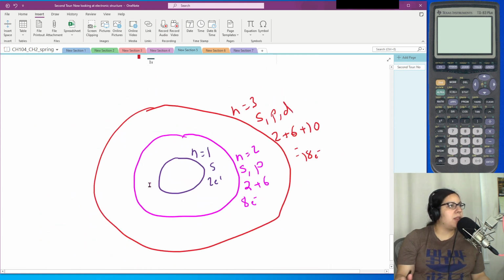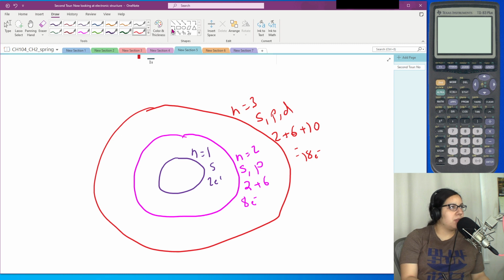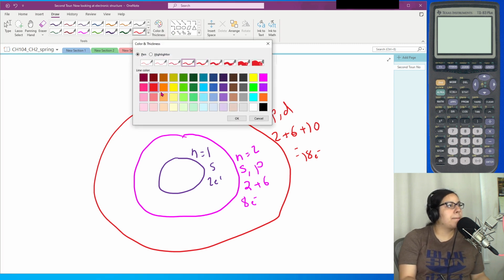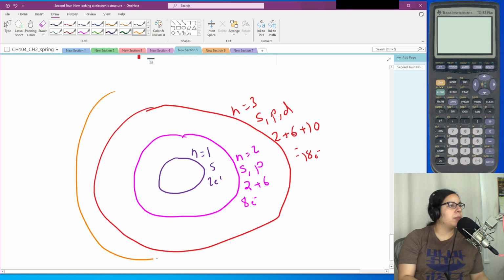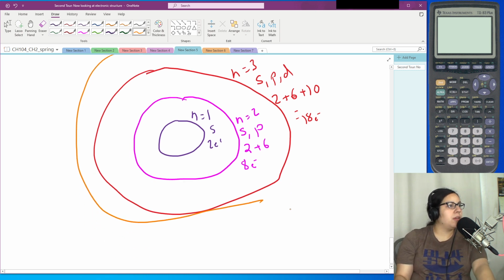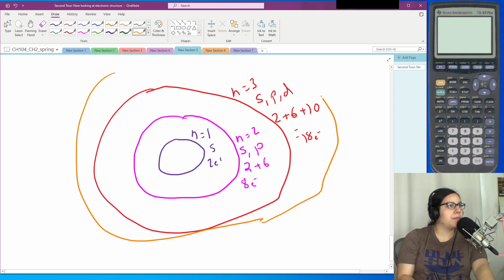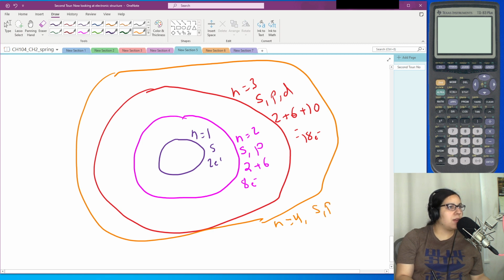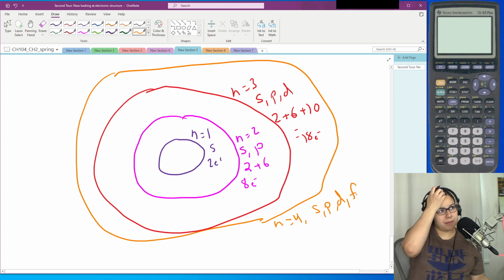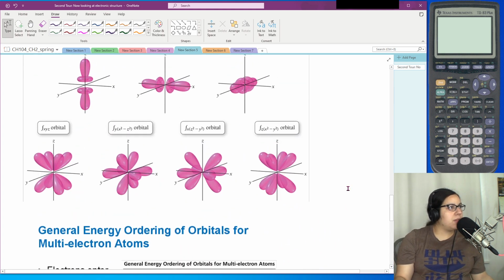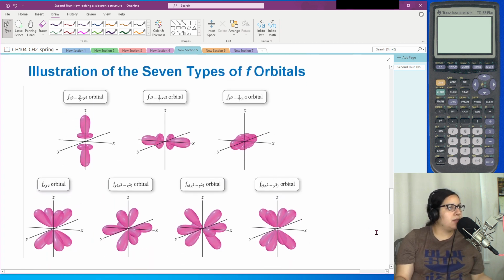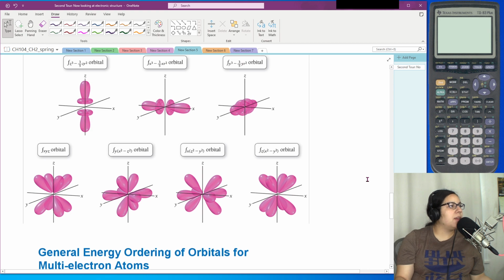Now this is our f block. And my circle is getting very large. Oops. Knew we'd have some issues. Oh well. I'm no artist, obviously. So now we're at the n equals 4 level. At n equals 4, we can have an s orbital, we can have a p, we can have a d. Now we have a new one called f. And so these f orbitals, these are what they look like. They're pretty crazy looking.